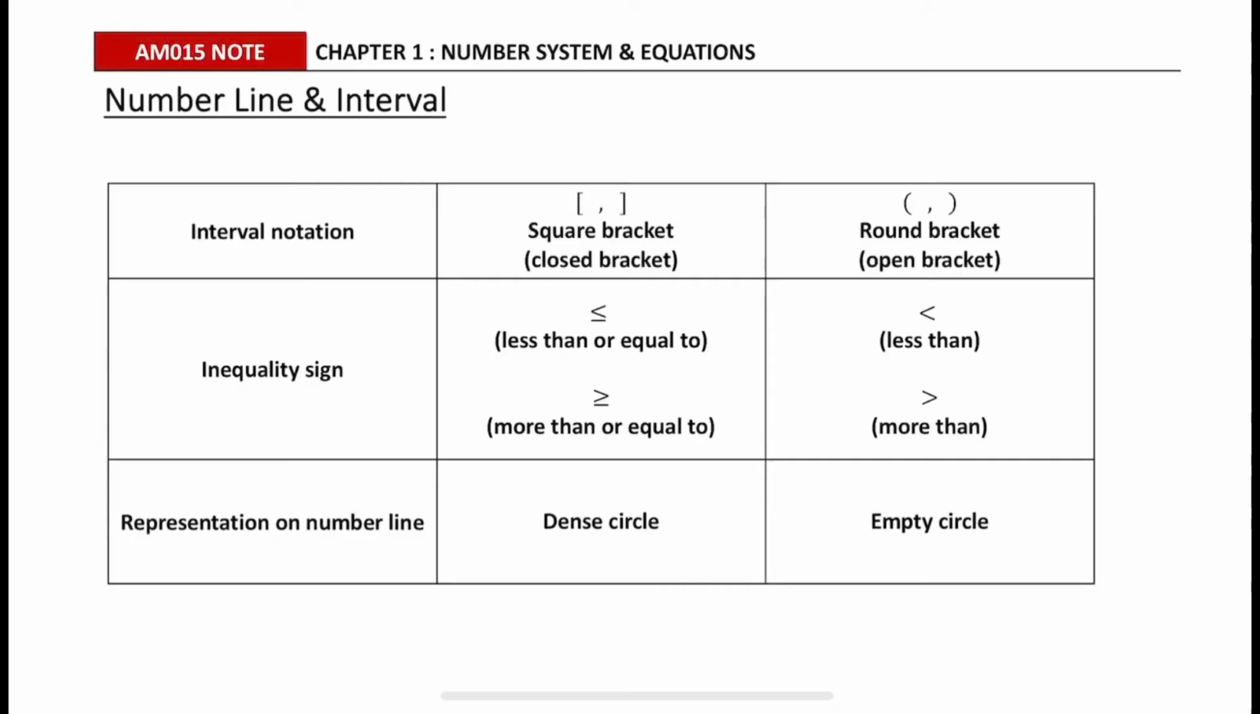For the representation on the number line, we use a dense circle to represent a close bracket and inequalities which have an equal sign. And we use an empty circle to represent an open bracket and the inequalities which have no equal sign.